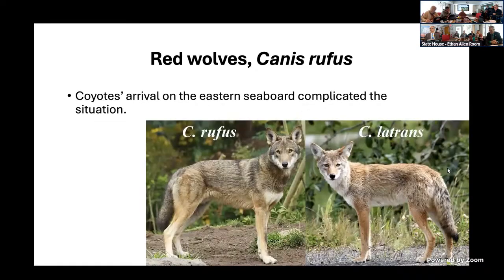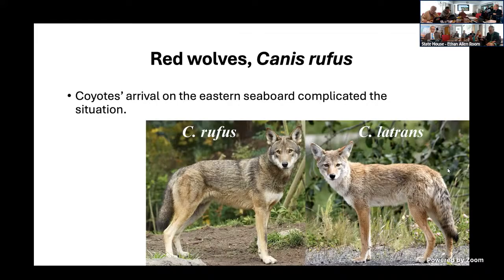Now, an interesting factor here is that the arrival of coyotes complicated the situation a lot. You can see from the image that coyotes are not identical to red wolves, but look pretty similar. And one of the other things to bear in mind here is that coyotes can interbreed with red wolves and produce fertile offspring. All the big North American canids, domestic dogs, gray wolves, red wolves, coyotes can produce puppies with each other, and those puppies can go on to have puppies.